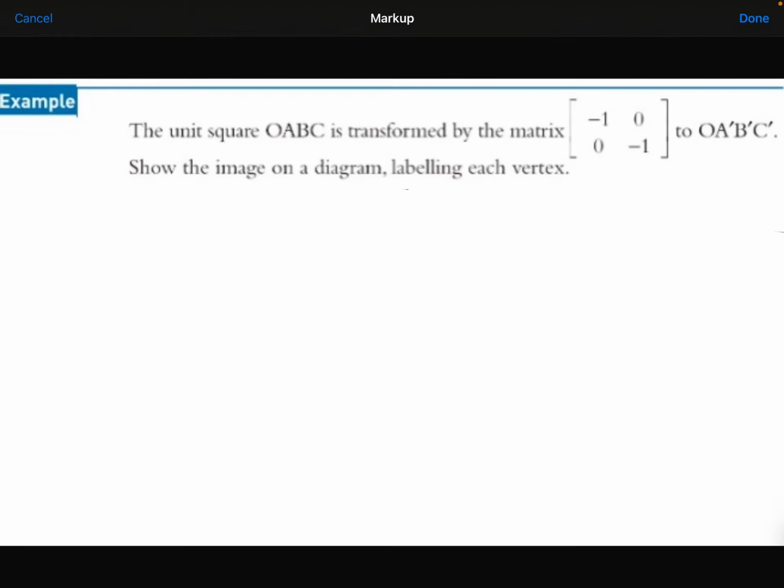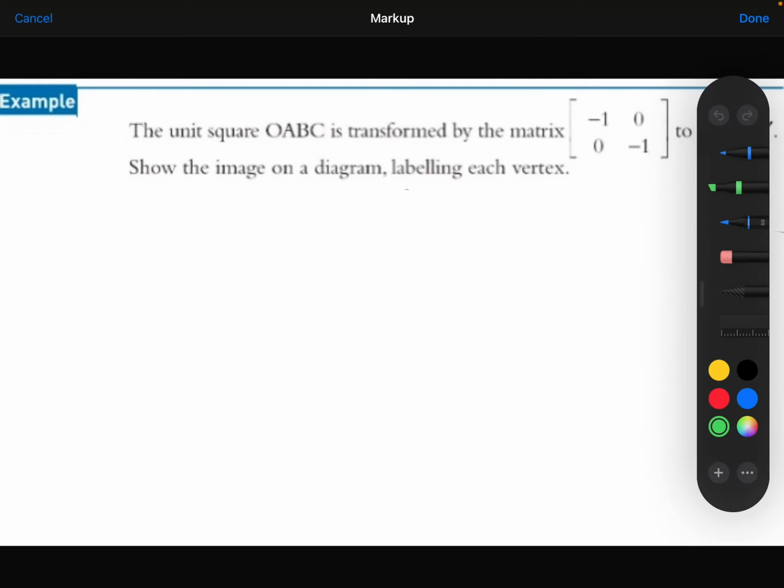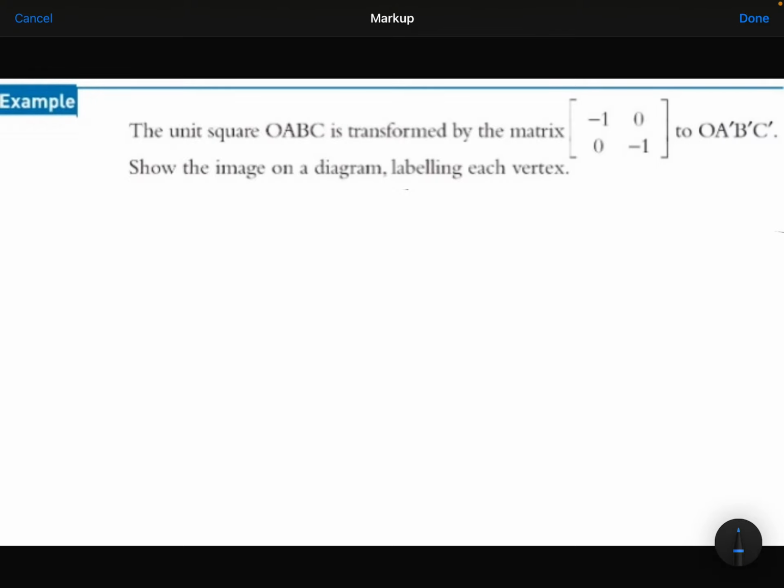In this example, we're told that the unit square, OABC, is transformed by the matrix minus 1, 0, 0, minus 1 to O, A dash, B dash, C dash. We need to show the image on a diagram labelling each vertex. So my usual unit square, OABC, would look like this. This is my original unit square.